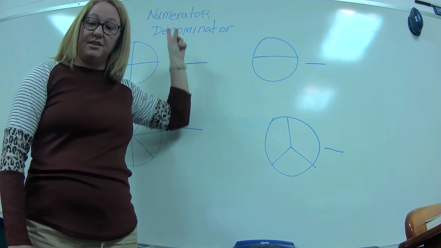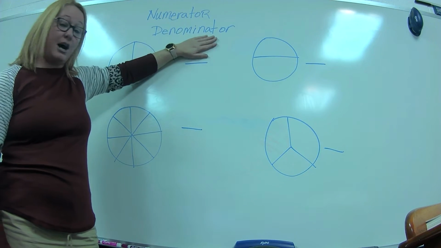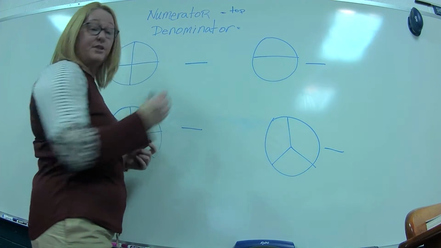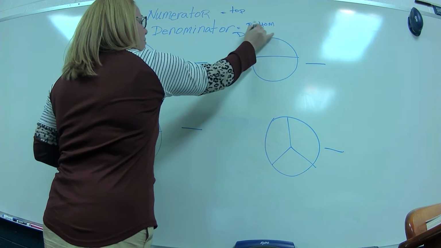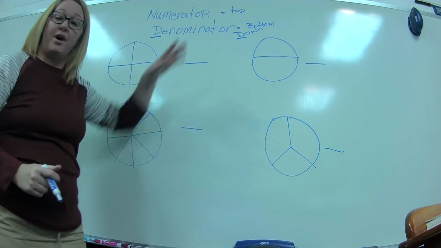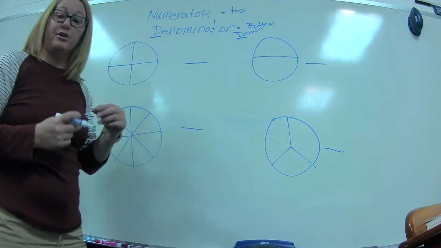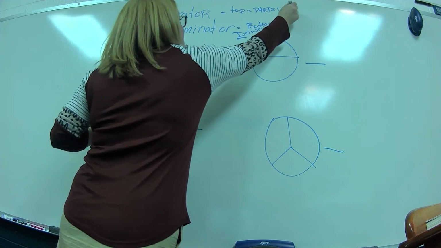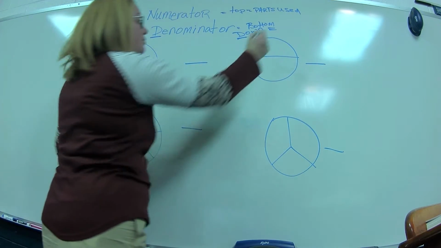What's the significance of a numerator and a denominator? Well, our numerator is going to be our top number. Our denominator is going to be our bottom number, or I say down. Why do I say down? D for denominator, D for down. All right, so how do I know what's a numerator and what's a denominator? A numerator is parts used. A denominator is the parts available.